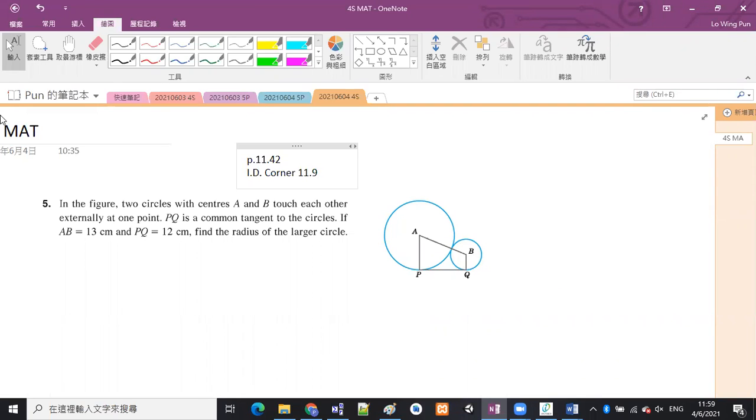So I've asked you to do question number 5 of the instant drill corner 11.9 yesterday, and I'd like to talk about this now, and then I'll give you some more time to do some more exercise on the touching circles and tangent properties. Okay, and then at the end of this double lesson, I will start a new section. So that will be the last lesson in this chapter.